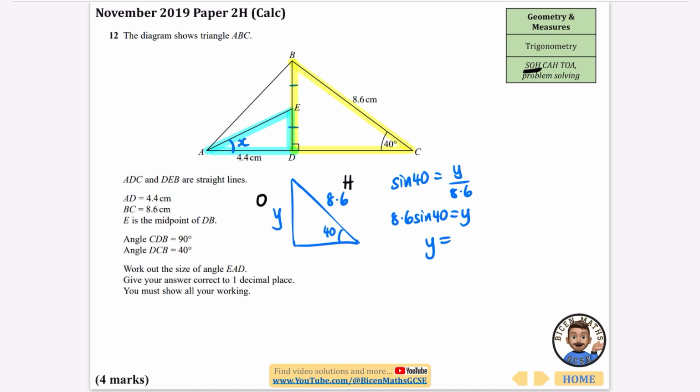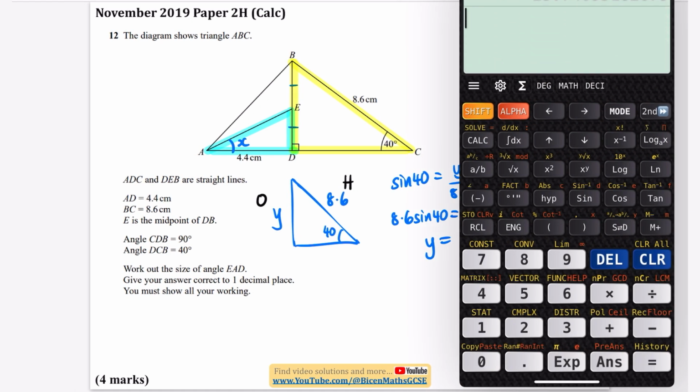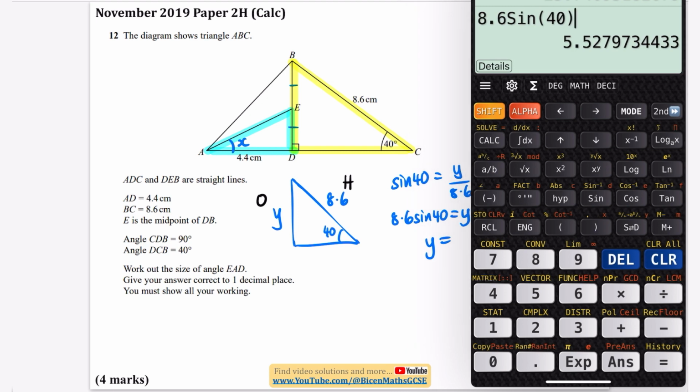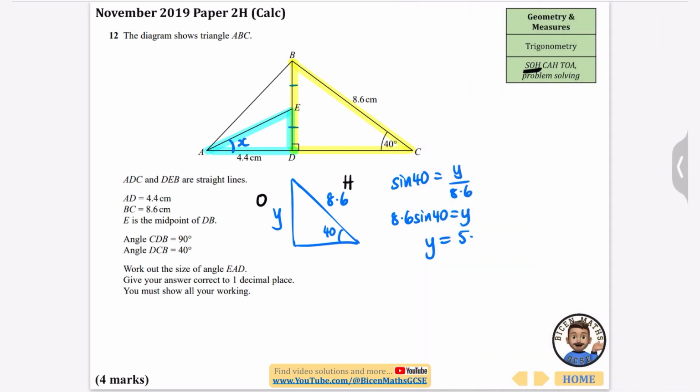I'm just going to type that in on the calculator that I've got here. So I'm going to do my 8.6 sine 40, and I get 5.528. I'll do a few decimal places just so I've got enough. Now I'm going to do this next triangle that I've got here, bearing in mind though that this length is going to be a half of this length that we've got here. So this was my yellow triangle. Now I'm going to do the smaller triangle, which is the blue one that I've got down here.